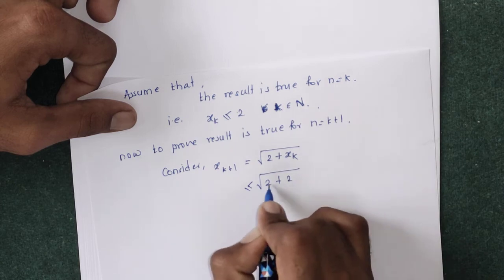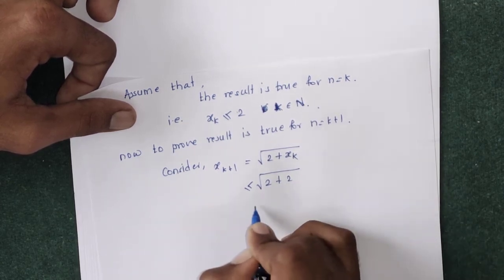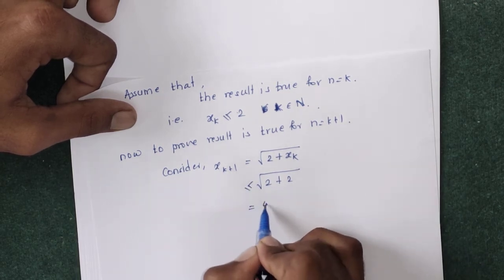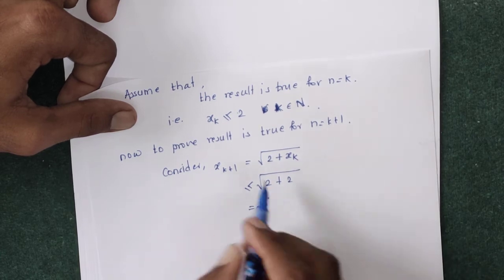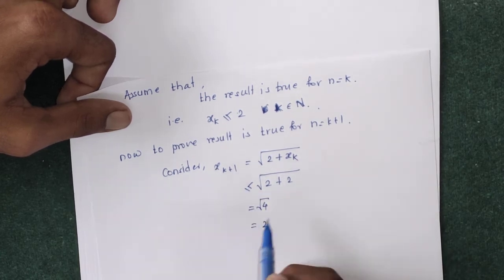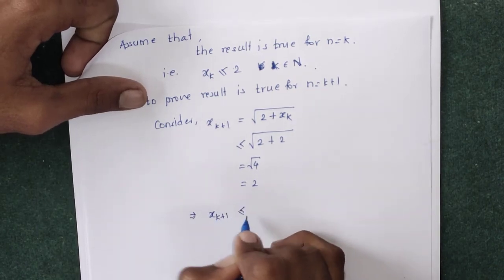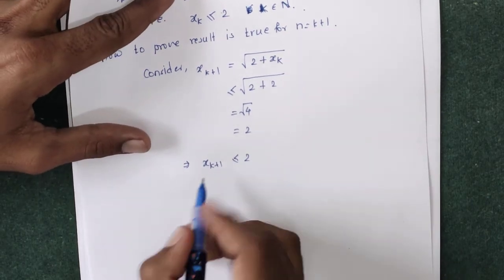The square root of 2 plus 2, where 2 plus 2 is 4, and the square root of 4 is equal to 2. So this implies xk plus 1 is again less than or equal to the square root of 4, which is 2. This implies xk plus 1 is less than or equal to 2. Hence the result is true for n equals k plus 1.